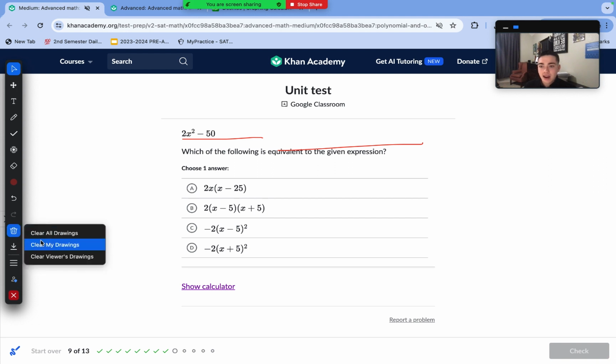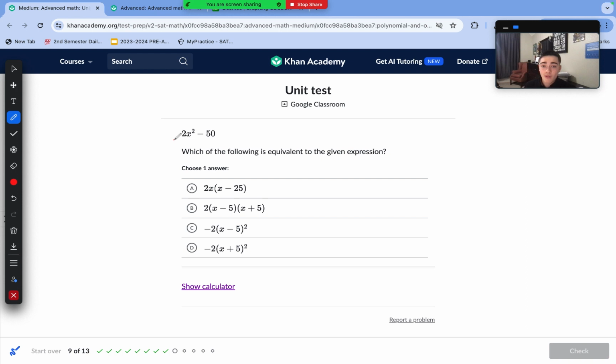All right, here, which of the following is equivalent? We're just going to factor the greatest common factor. Factor this entire expression, actually. So first, we can factor out the GCF of 2 from each term. So that equals 2, parentheses, x squared minus 25.